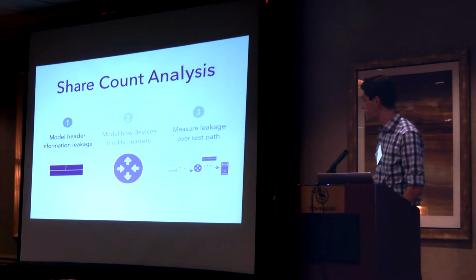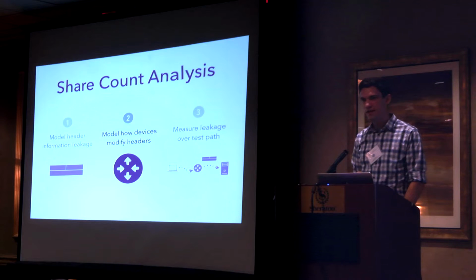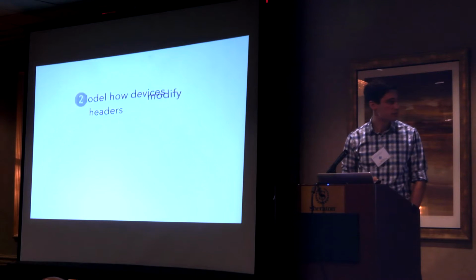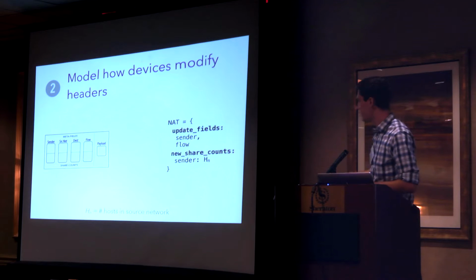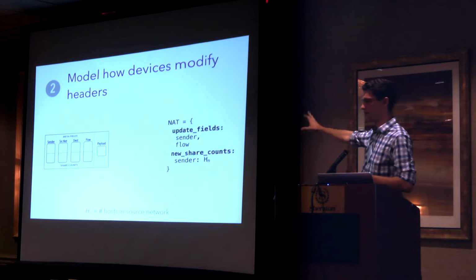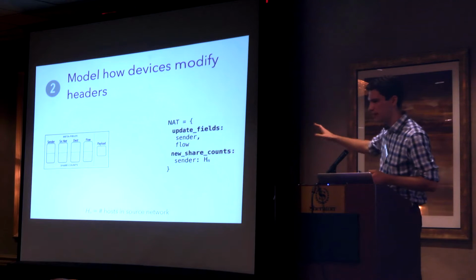So that's how we model headers and how much they leak. Next, we need a model of how devices manipulate those headers. To define a device to use in our tool, you just need to write a short little spec block like this. This is sort of like pseudocode. And it defines two things. In this example, I'm showing a NAT.